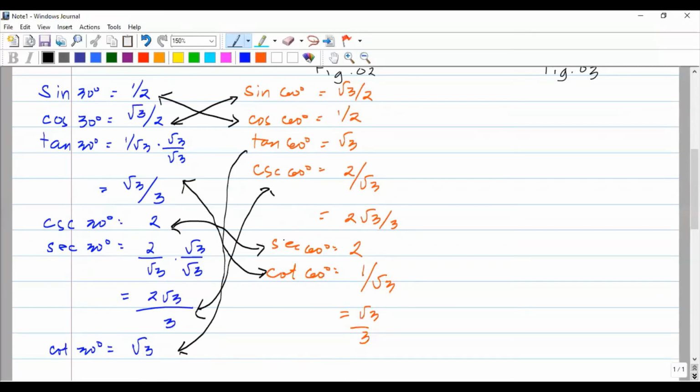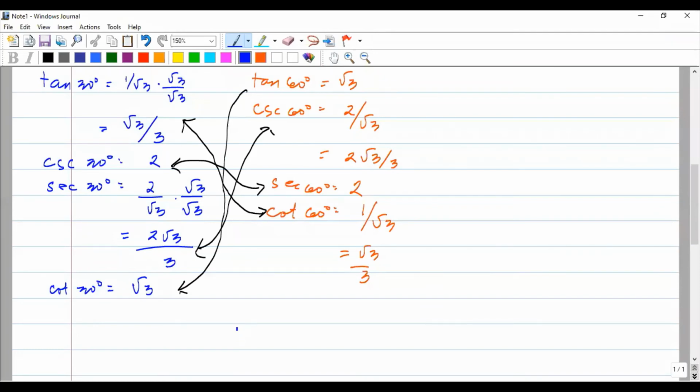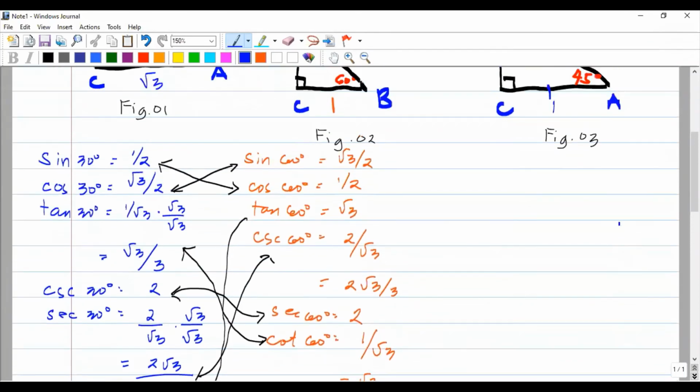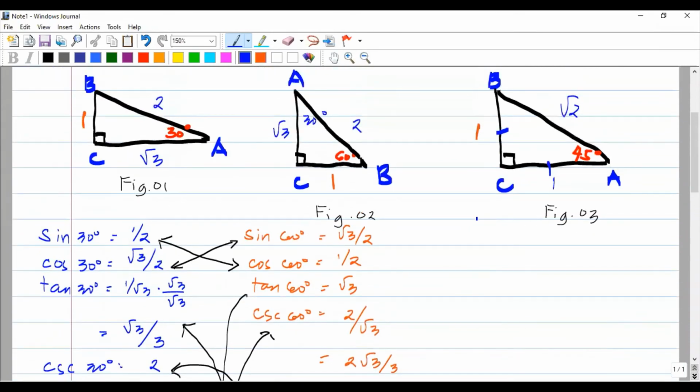These functions are called cofunctions. Now we proceed to the trigonometric functions of the 45-degree angle.